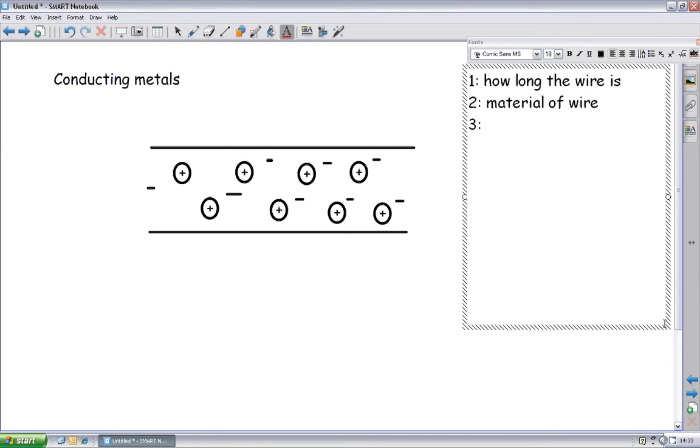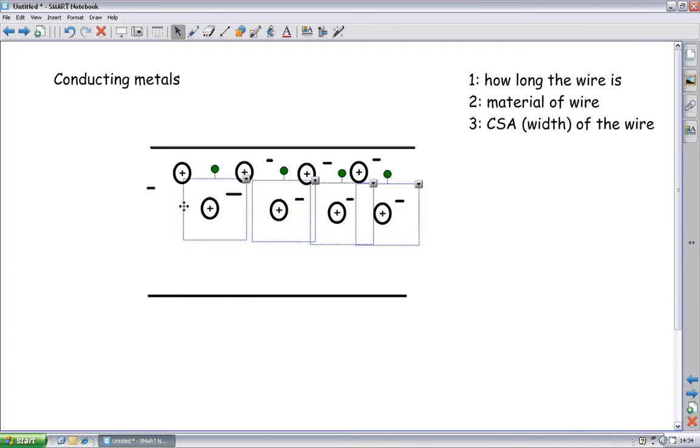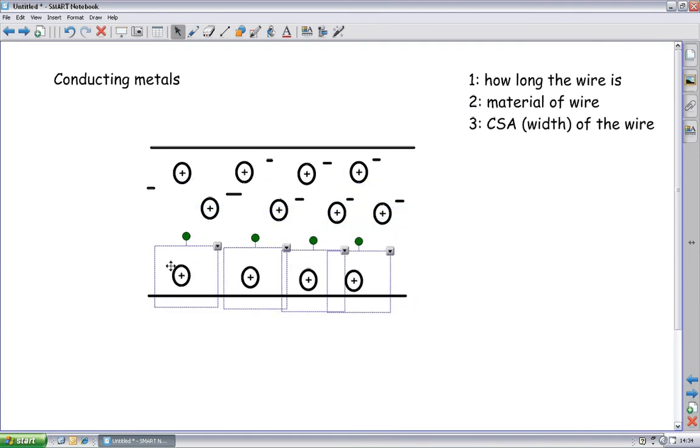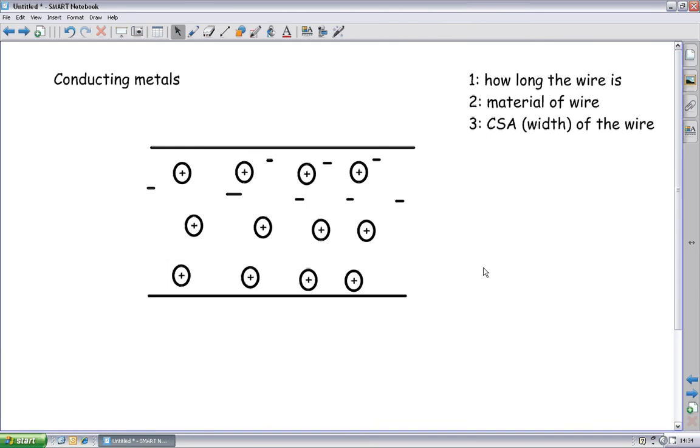Number three is the cross-sectional area, CSA, or in brackets, the width of the wire. If you've got a big wide wire, now interestingly, you would think that a wider wire might actually increase the resistance, but it doesn't. The reason is that my diagram is poor. The diagram gives you the idea that the positive ions are massive, and they're not. Remember from our work in nuclear physics, the nucleus of the atom is very, very small. Most of the atom is empty space. So if I widen this wire, I create more paths in between these ions that the electrons can get through.